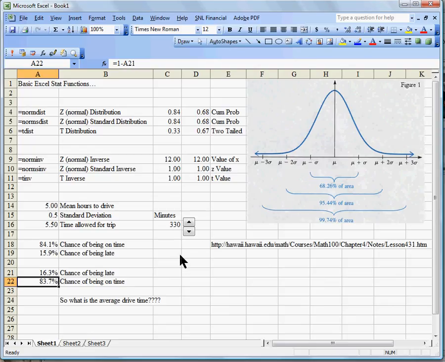So that's the way these functions work in Excel, and we can just kind of crank these, and we see that if I leave exactly at the mean, I'm going to be late half the time.